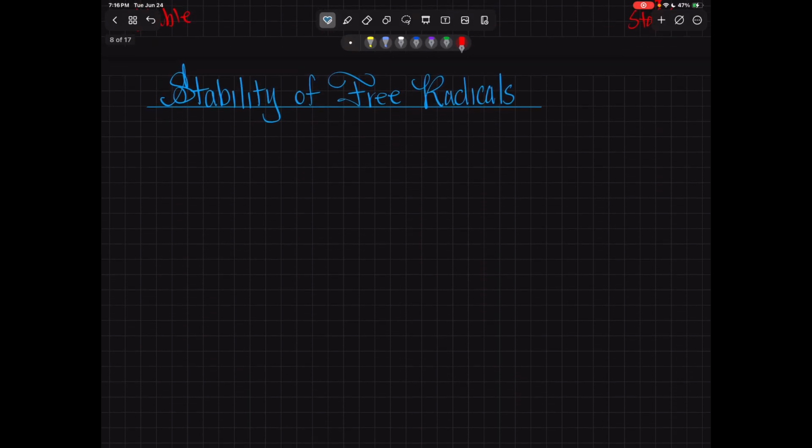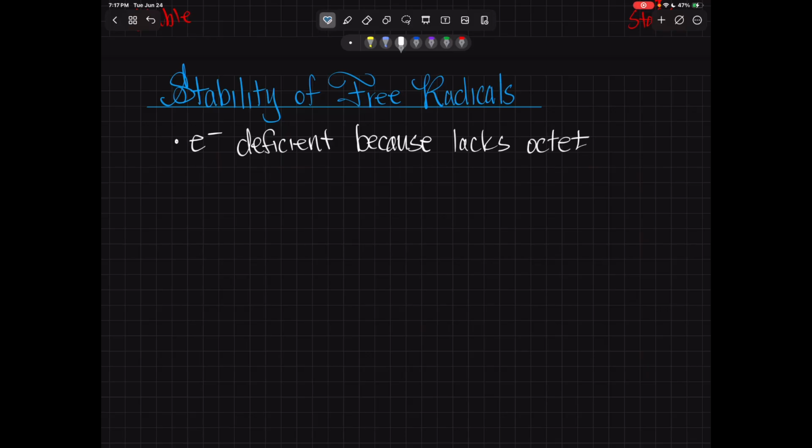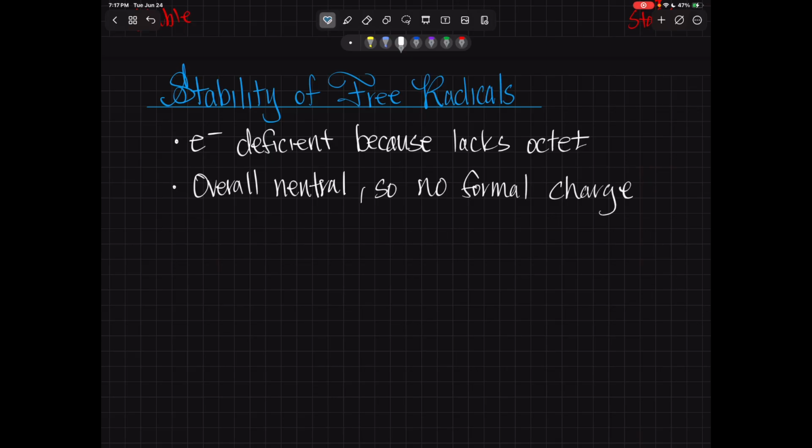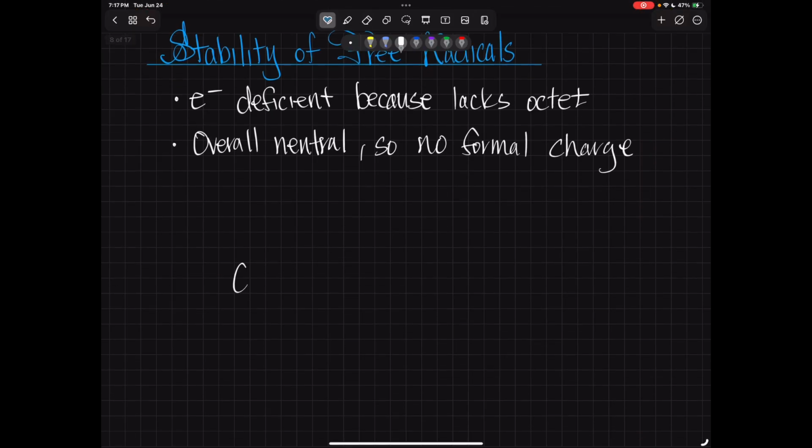All right, our next is going to be stability of free radicals. So free radicals are electron deficient because they lack an octet. Remember the golden rule, every atom wants 8 electrons in its valence shell, and that's not including boron and hydrogen, of course, but every other atom wants an octet. And overall, free radicals are neutral, so no formal charge. And what these are going to look like is something as such, where you have these 3 groups and you have just a radical.